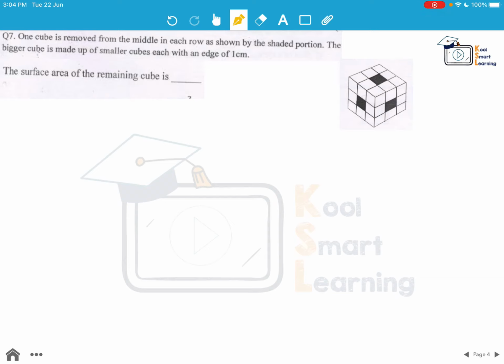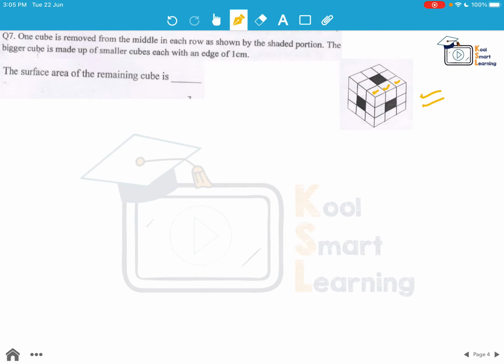Moving to the next question. One cube is removed from the middle in each row as shown by the shaded portion. This is the bigger cube. This is made up of smaller cubes with edge of 1 centimeter. So these are the small cubes and the edges are 1 centimeter of the smaller cube.